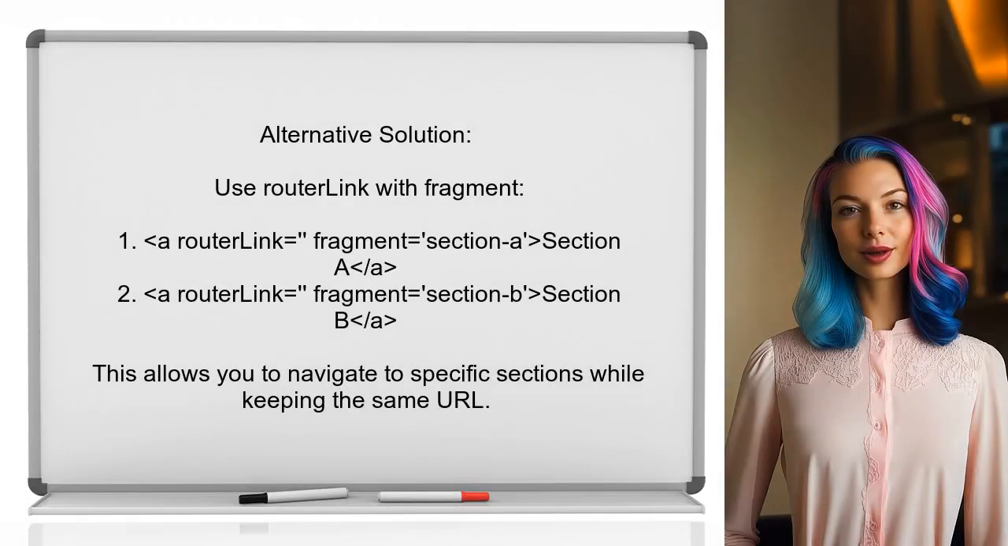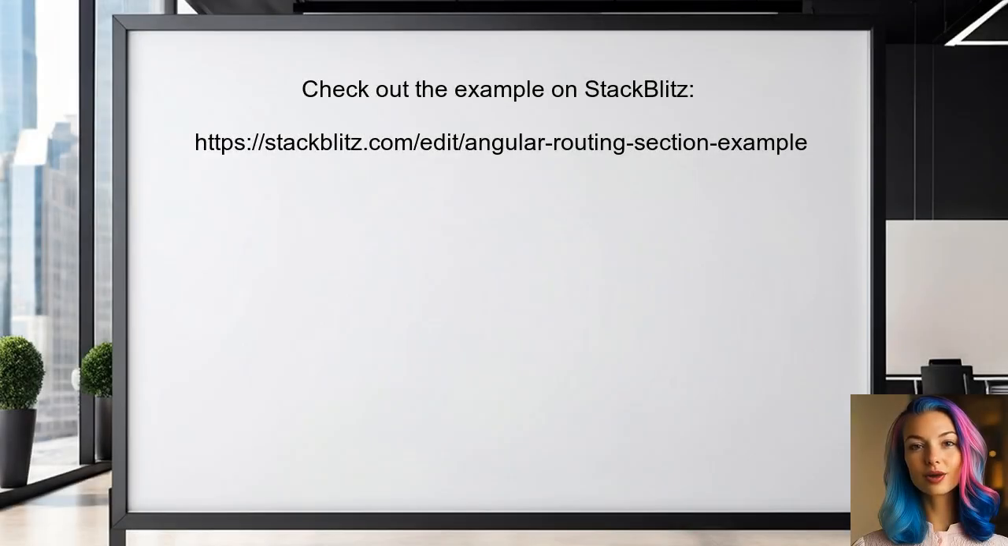An alternative solution provided by another user suggests using the RouterLink directive with a fragment. They recommend setting the RouterLink to an empty string and specifying the fragment directly. For example, you can create links like this: RouterLink equals empty string, fragment equals section A, and RouterLink equals empty string, fragment equals section B. Additionally, there's a helpful example available on StackBlitz that demonstrates this approach in action. You can check it out for a practical implementation.